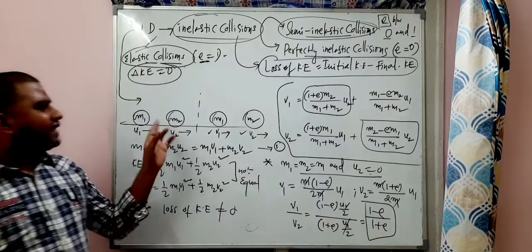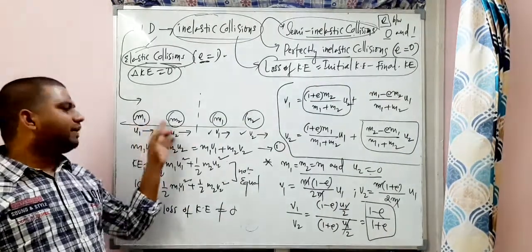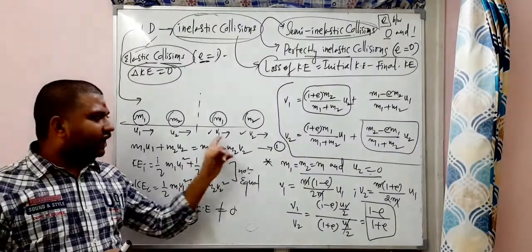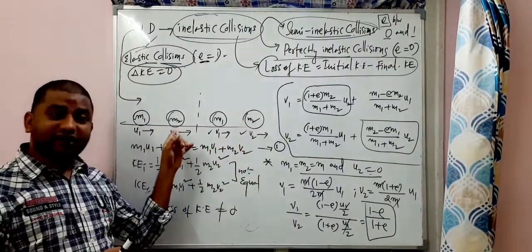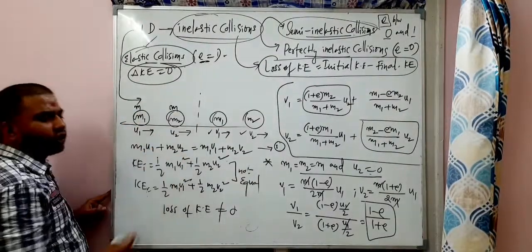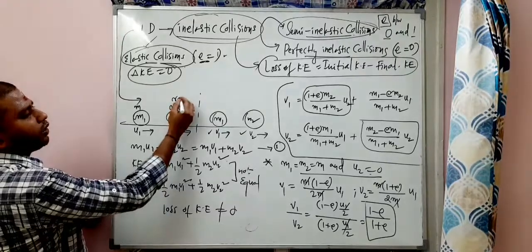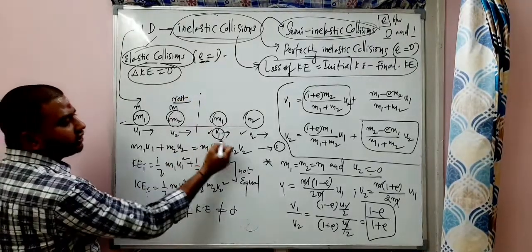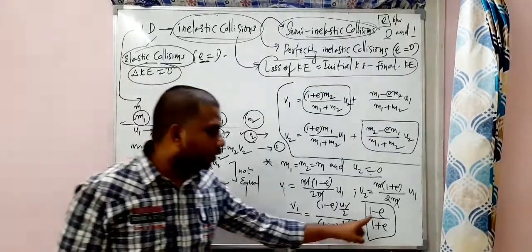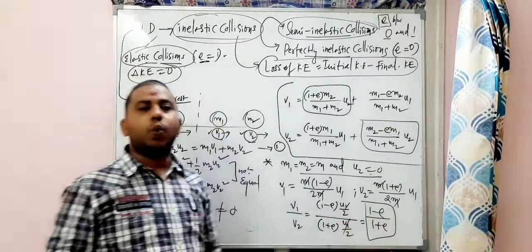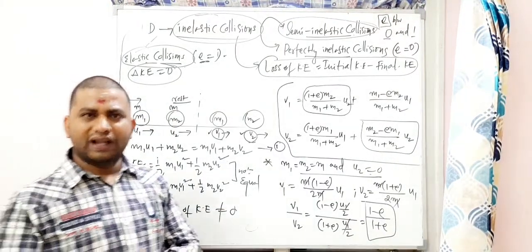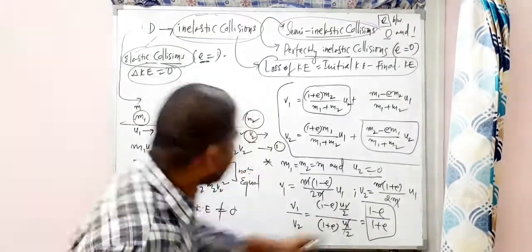When both the masses are identical, and the second body is at rest. Understand? So this is the body of mass m and this is the body of mass m, and this body is at rest. Then the ratio of v1 and v2 will be equal to 1 minus e by 1 plus e. Clear? Let's see the numerical, how the questions will be asked based on this.